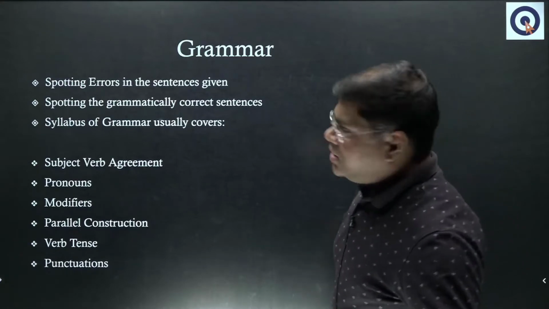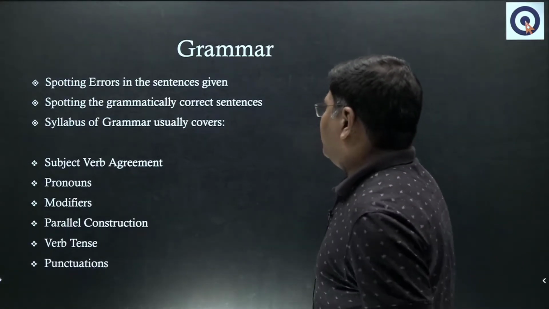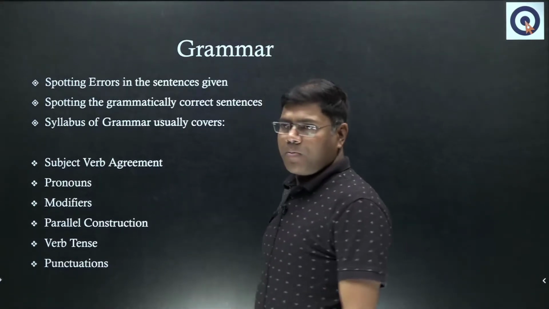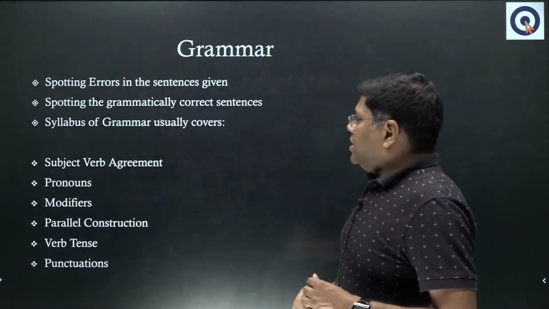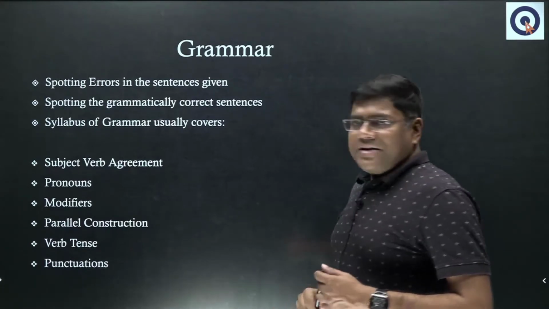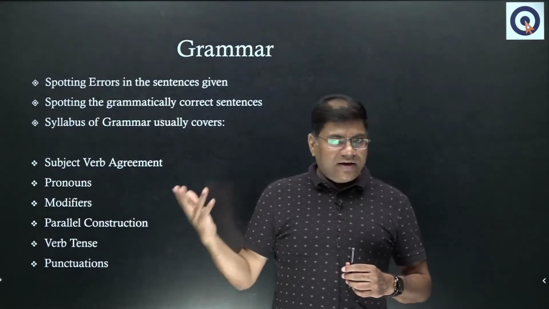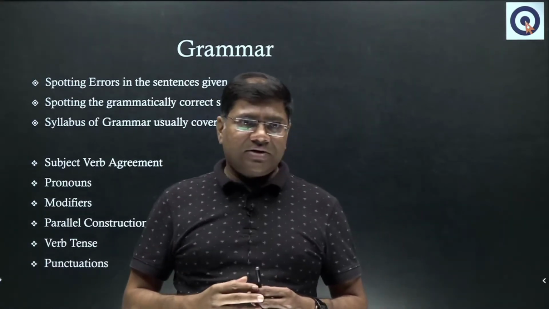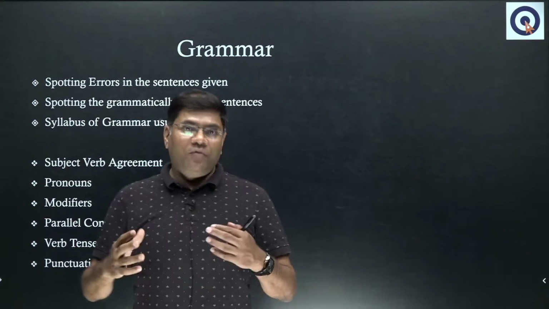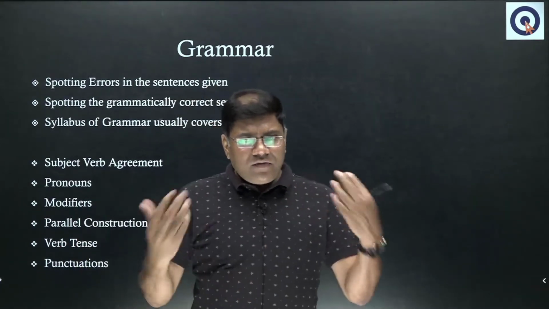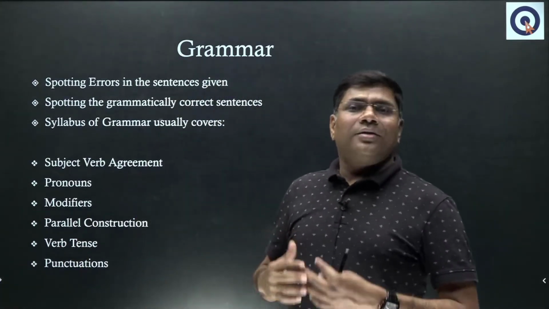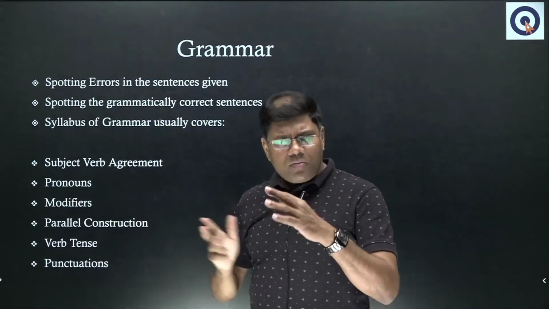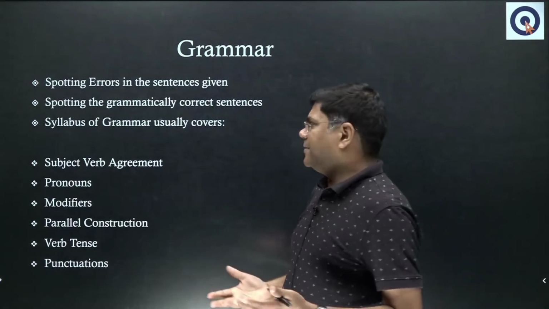Grammar. Now, within grammar, you have these two different ways by which we test your English grammar. The first is spotting errors in the sentences given. So you will have 4 to 5 sentences, and they might ask you that out of these 4-5 sentences, pick the one which is grammatically incorrect. The other way of asking this is pick the one that is grammatically correct. So both these two are almost two sides of the same coin, you can say.